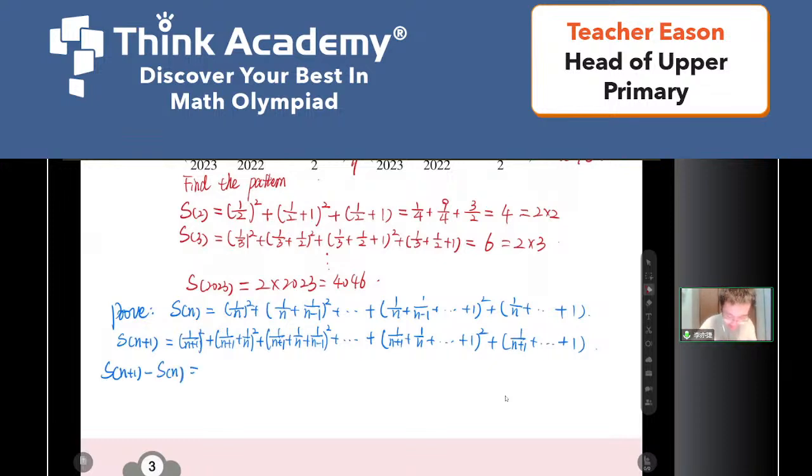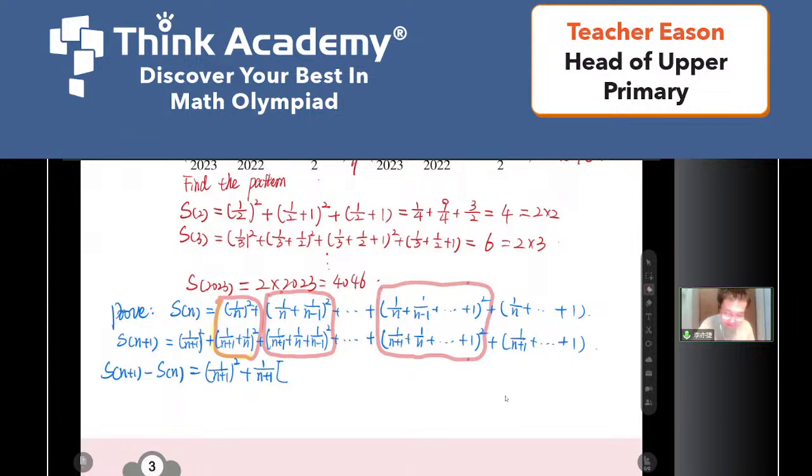Between each of these forms, it would be a difference of two squares, right? You find a difference, that is a difference of squares, and the difference of squares equals the sum times the difference. The difference is always 1 over n plus 1. So then we just find the sum.